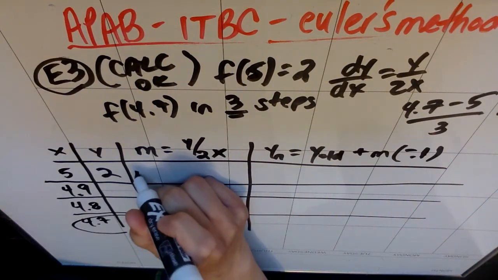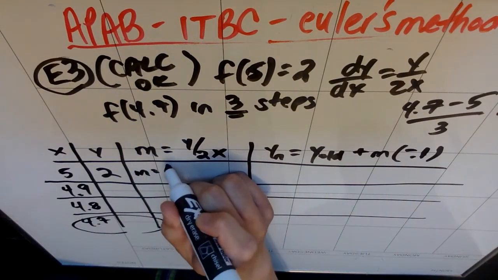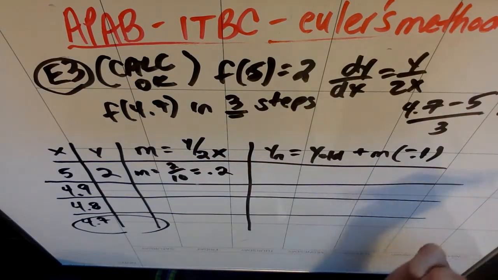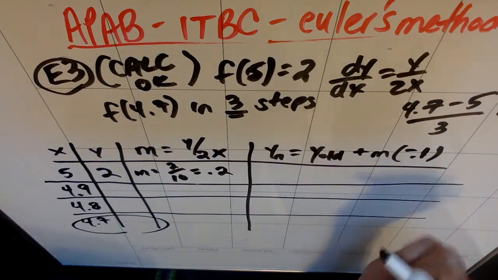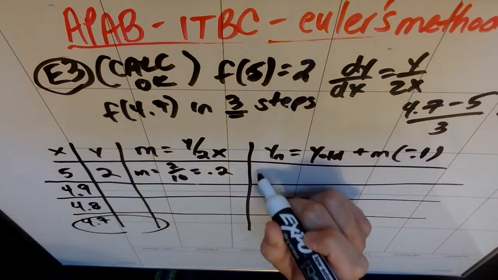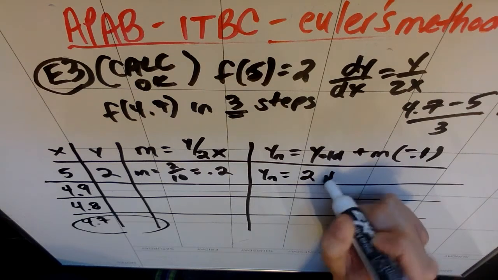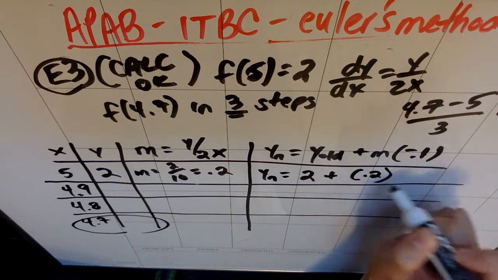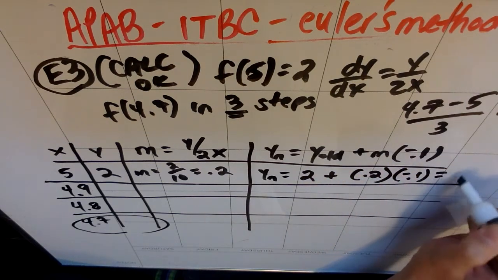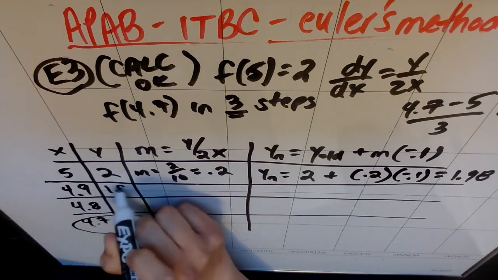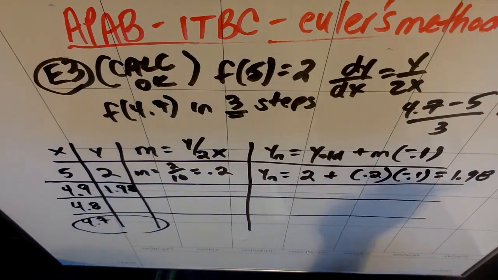So my first slope is easy enough for me to find by hand, right? It's going to be a 2 on top of a 10, so it's 0.2, and that's pretty easy. Things are going to go downhill pretty quickly from this. So my new y is going to be the old y, 2, plus 0.2 times negative 0.1, which is going to give me 1.98. And you can use a calculator to find that. That's absolutely fine. Now, after this, it starts to go downhill quickly.